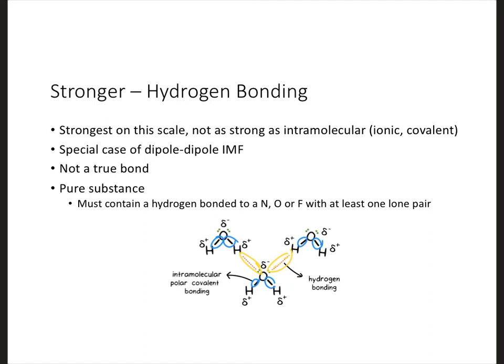It's a special case of the dipole-dipole interaction. It's a special case because we have to have a hydrogen that is covalently bonded to a nitrogen, an oxygen, or a fluorine on one molecule. And on the other molecule, we need to have something with at least one lone pair. And so we will show you some examples that fit those specifications the next time we get together to reinforce what is a hydrogen bond when you start to look at some of these molecules.